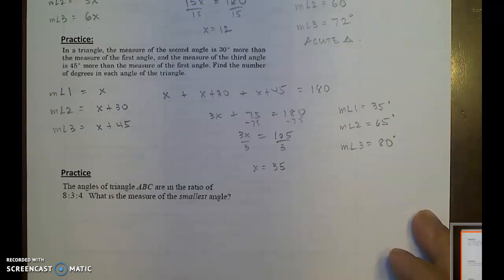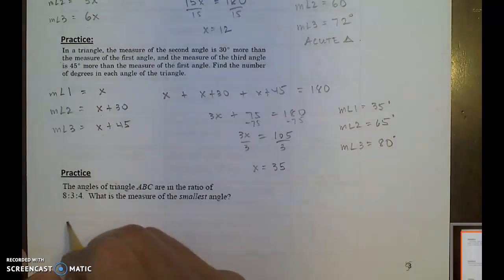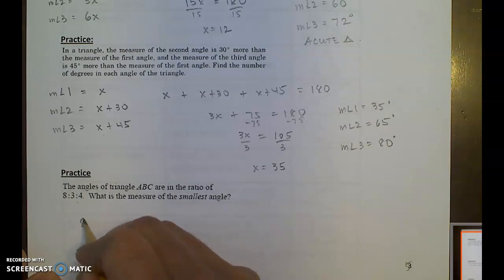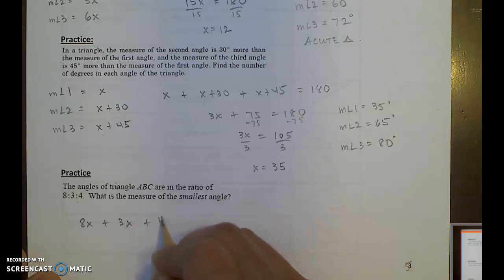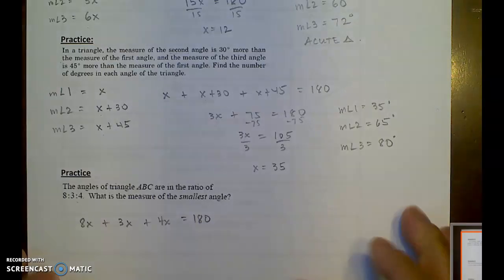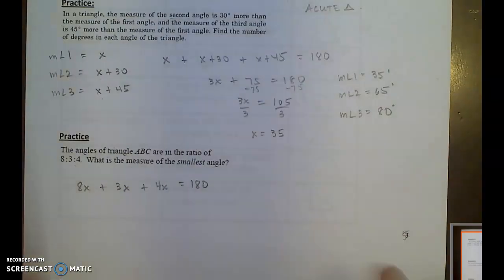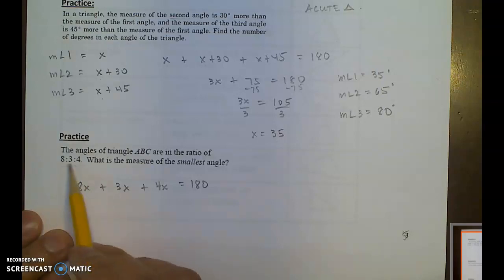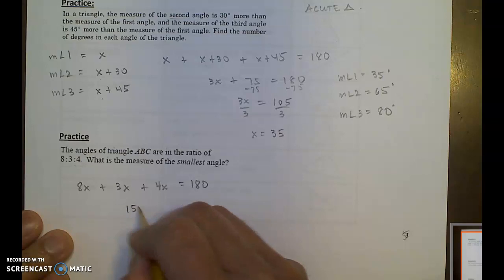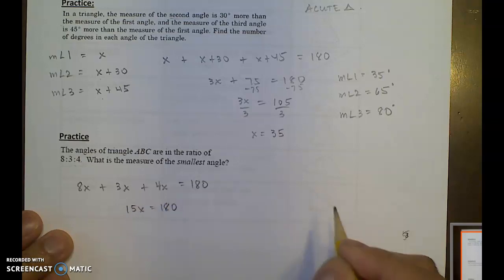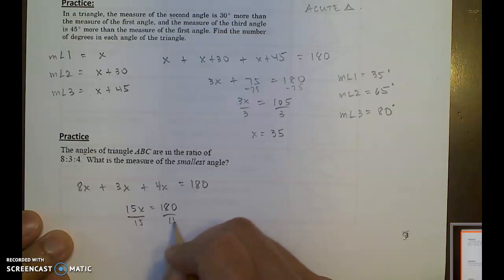So again, like we said before with these ratio problems, you want to take each of these numbers and attach x's to them. So 8x plus 3x plus 4x is equal to 180 degrees. Again, we're taking the numbers in the ratio, attaching x's to those, adding them up to equal 180. So we combine like terms, you get 15x is equal to 180. Divide both sides by 15, you get x is equal to 12.